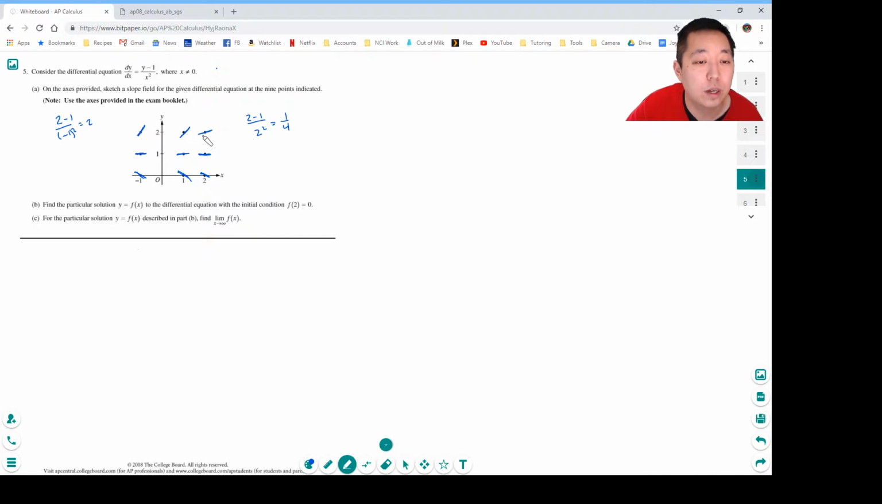Actually, this one, I don't know why I said this is 2. This is supposed to be a slope of 1. So this is just negative of that one. Okay. All right. That's about right. So that's sketching the slope field.